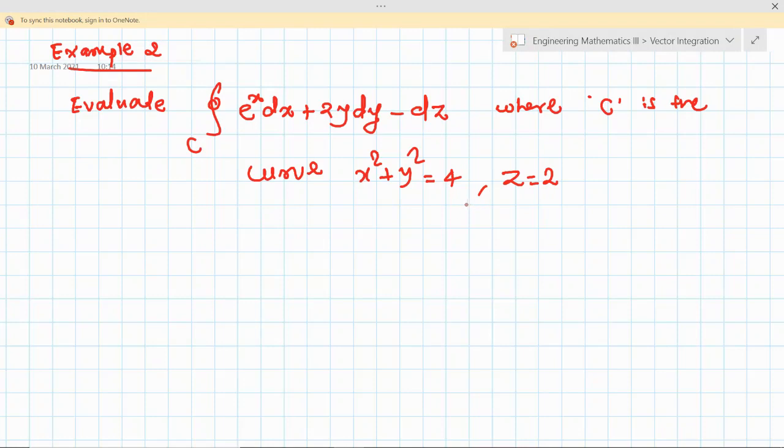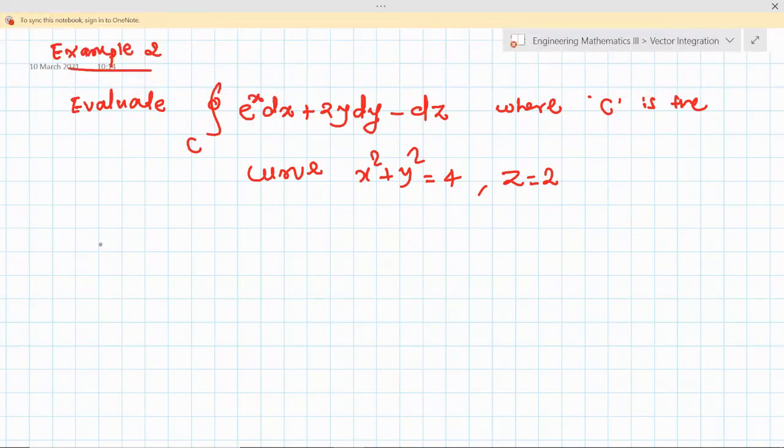See, you can find the line integral directly, or since our curve is closed, we can also find the line integral with the help of Stokes theorem. You may also use Green's theorem because the curve is closed, but we want the surface for that, so there may be a difficulty. I think we can solve this by Stokes theorem. Let us use the Stokes theorem.